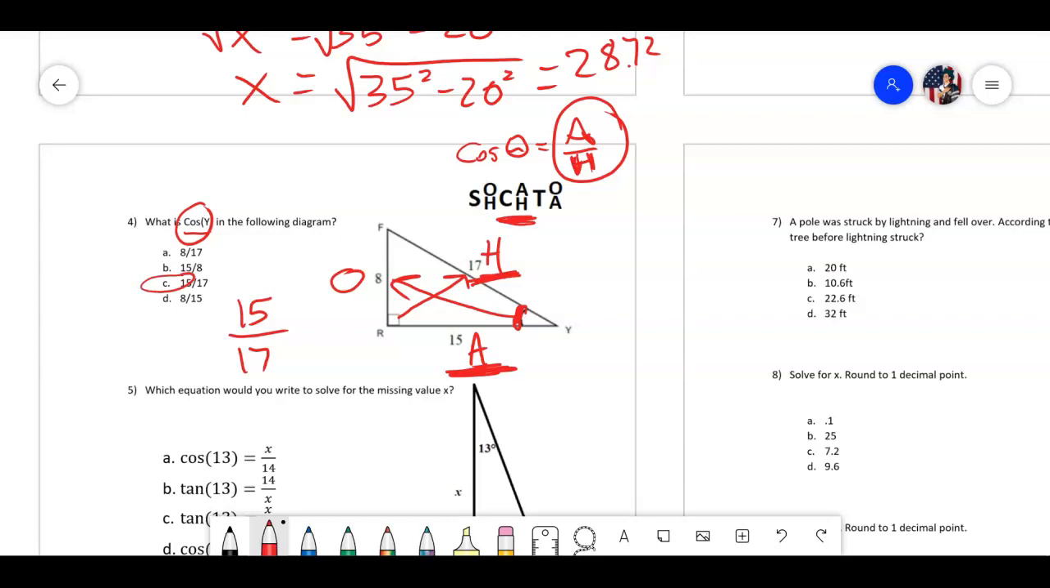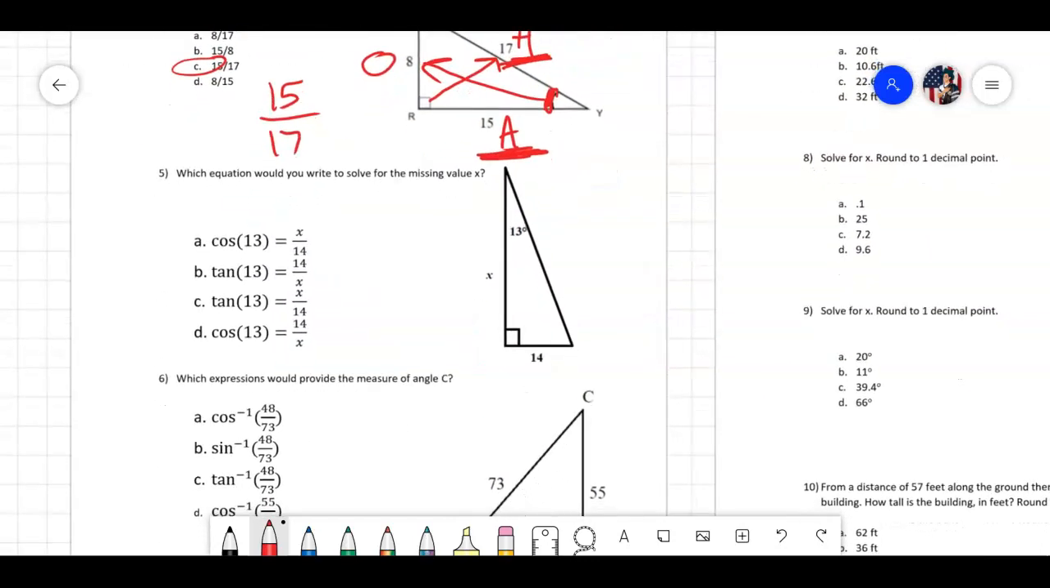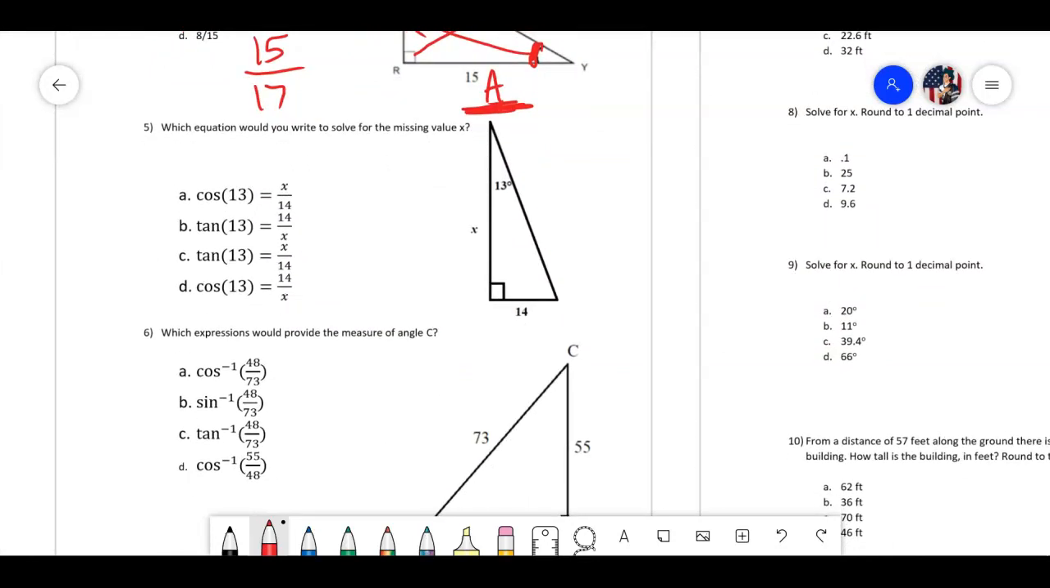If I said sine, you would use O over H. If I said tangent, you would use O over A, right? You're going to use SOHCAHTOA to help you out. Which equation would you write to solve for the missing value of x? So now here's my given angle right here. I know there wasn't an arc there, but I put an arc at my angle.